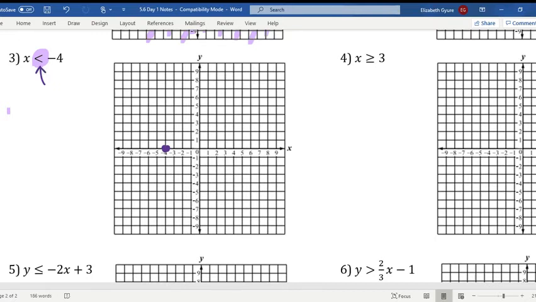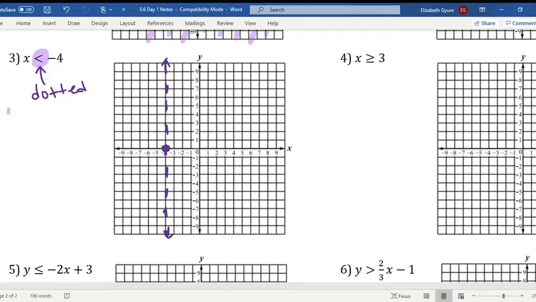Does this one have the bar underneath, Dallas? No. Oh, that was Alex, sorry. Yeah, so this one is going to be, no, that's okay. That's why we're learning it. So this one's going to be dotted. So we are going to have a dotted line going vertically through our -4. Okay. So there's our line.